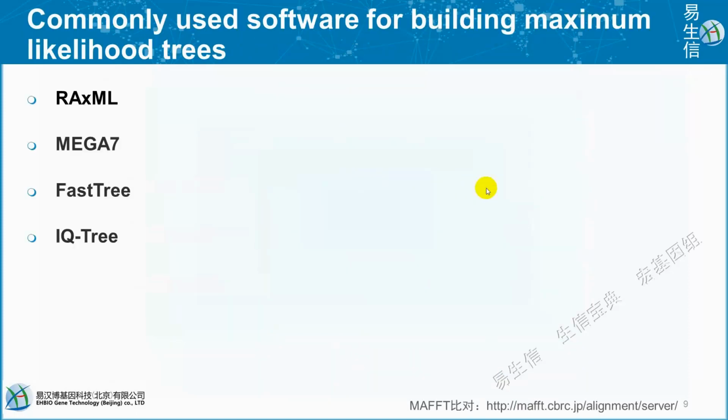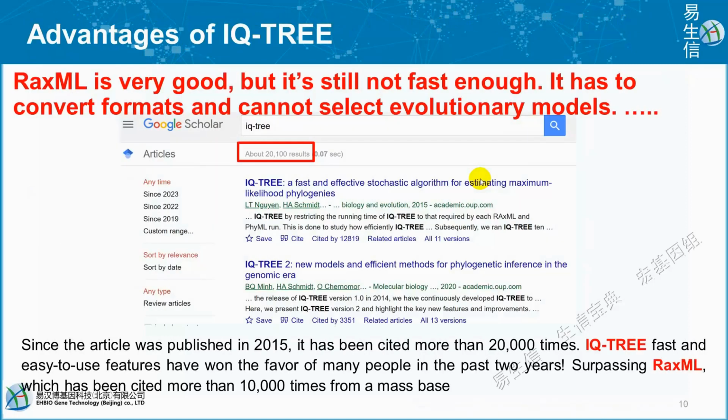Commonly used software for building maximum likelihood trees are RAxML, MEGA7, FastTree, and IQ-TREE. Although RAxML is very good, it's still not fast enough, and it has certain limitations because it needs to convert format and cannot select an evolutionary model. Since IQ-TREE was introduced in 2015, it has been cited more than 20,000 times, and it is surpassing RAxML.